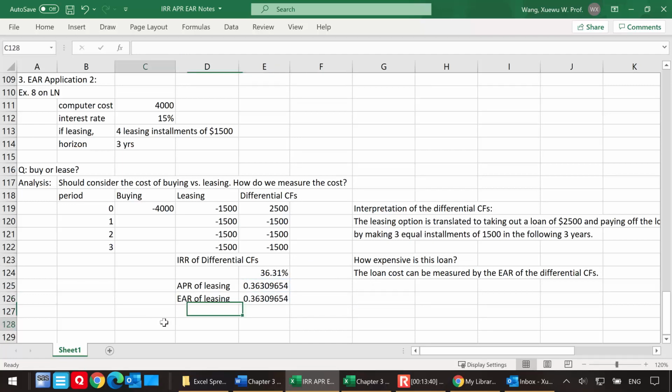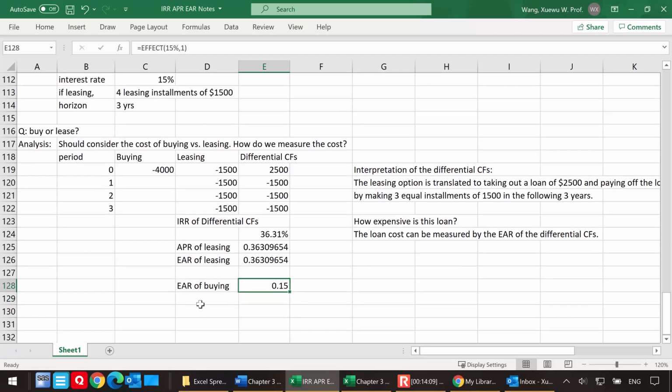So now the question here is, what is the IRR of buying? Well, if you buy this computer, you're going to borrow, and if you borrow, you pay 15%. So that is the quoted rate from the loan. If I want to calculate the IRR for buying, I'm just going to look at the 15% quoted rate. That is the APR, and I want to use the same annual compounding frequency. So that is the IRR for buying.